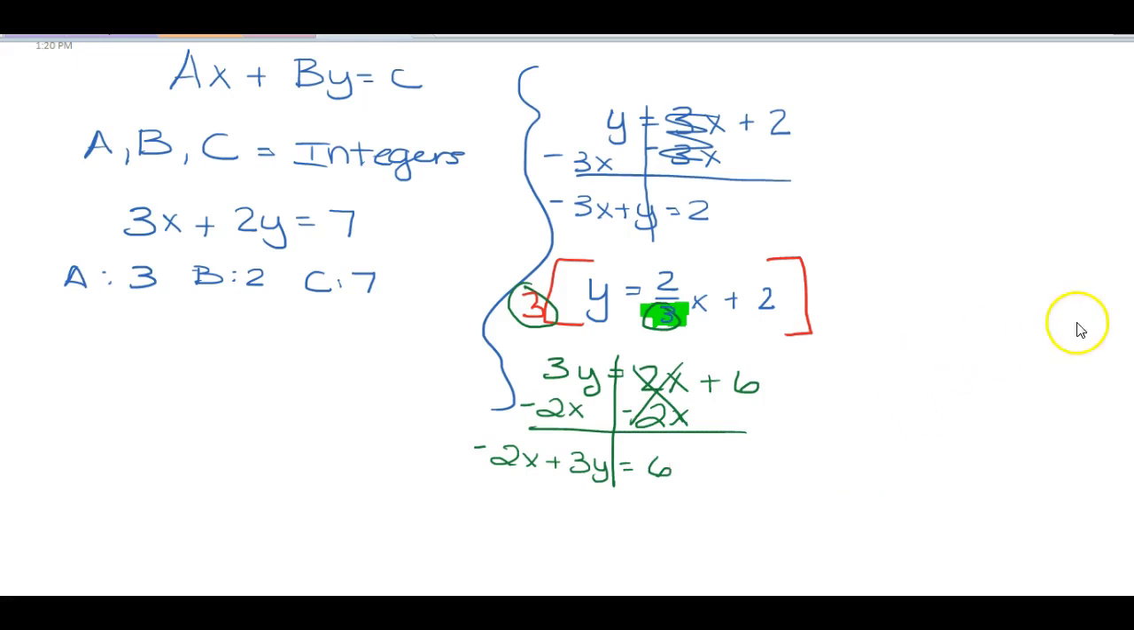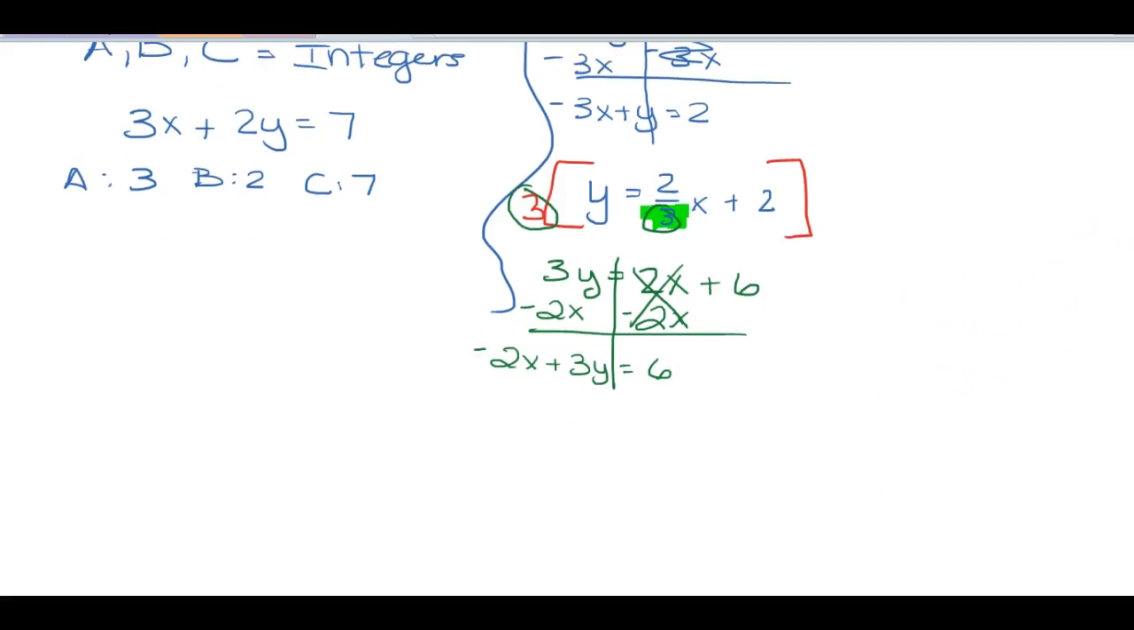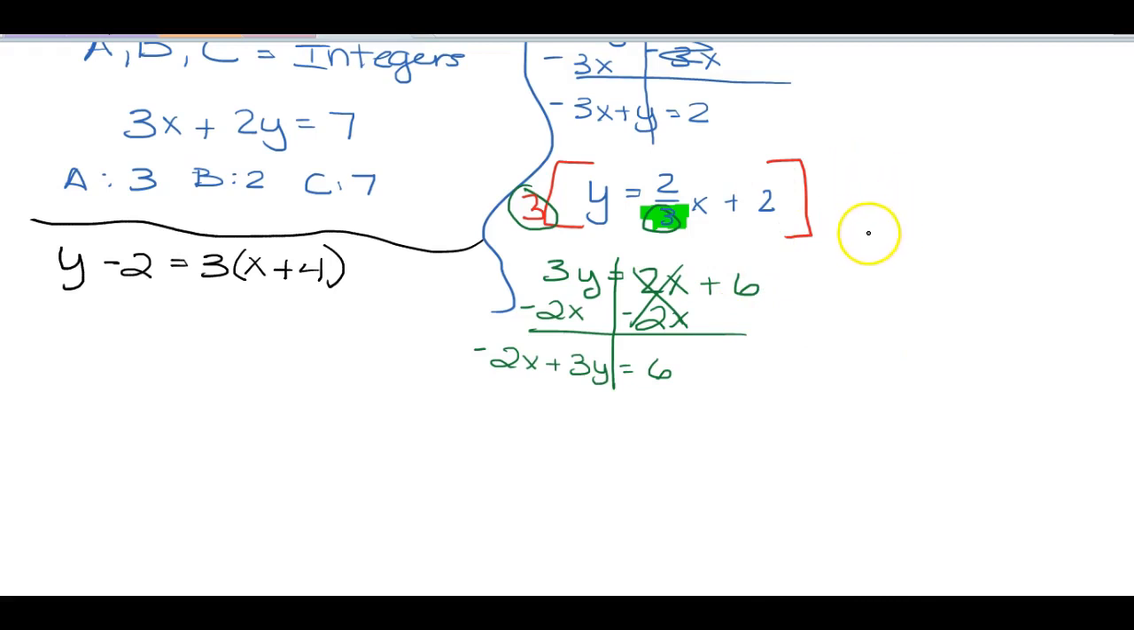I also want to do one where I show you how it works if it's in point-slope form. So let's say we have y minus 2 equals 3 times x plus 4. This is our lovely point-slope form, but we can't leave it like this. In order to get where we want to go, we have to distribute that 3 to everything. The left side can stay y minus 2, and the right becomes 3 times x, which is 3x, plus 3 times 4, which is 12.